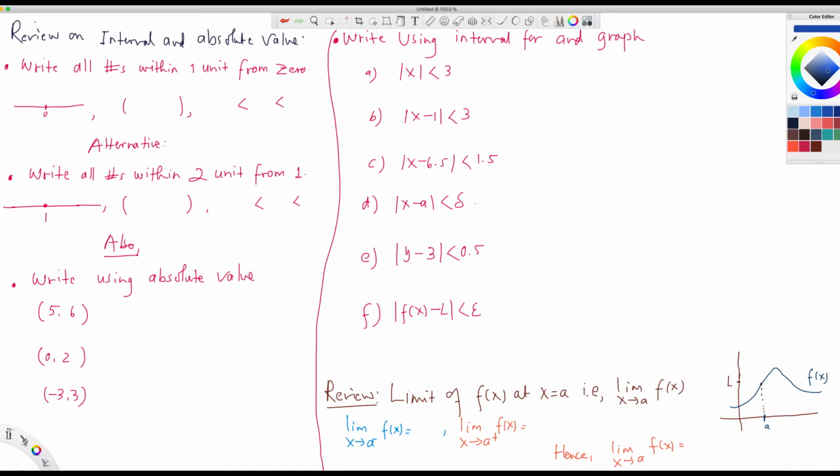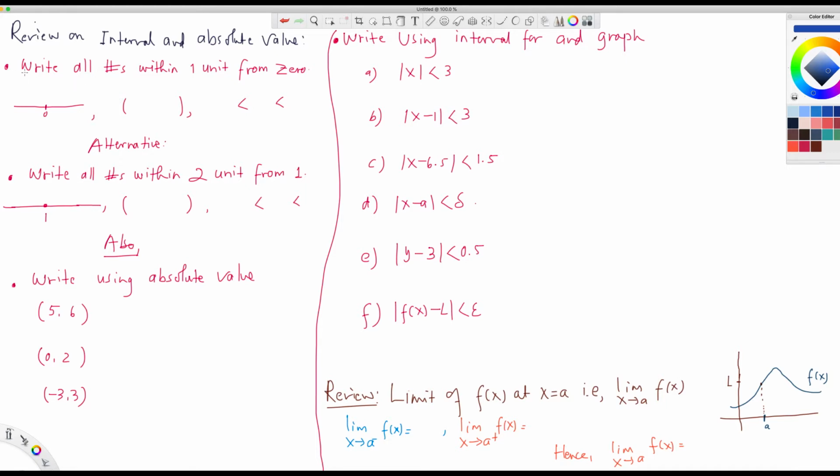If the height of the function left of A, which is called left limit, and the right of A, which is called right limit, are equal to a number L, we call L the limit of the function at x equals A, okay? So I will give you a short review again at the end of this video, but let us first do some examples on the interval, okay? And then I'll show you how to write an interval using absolute value, okay?